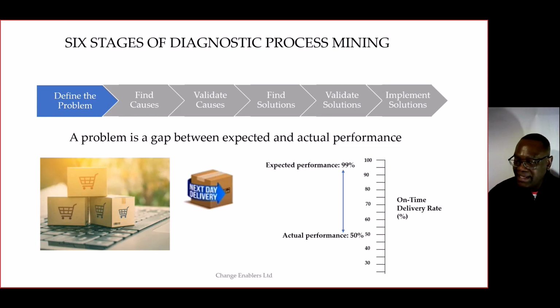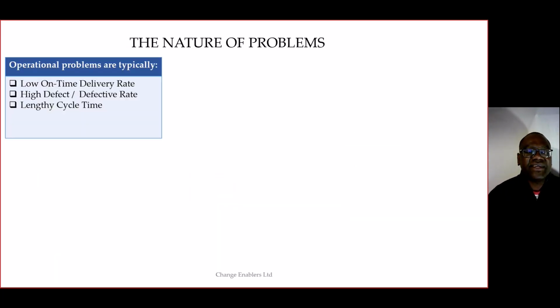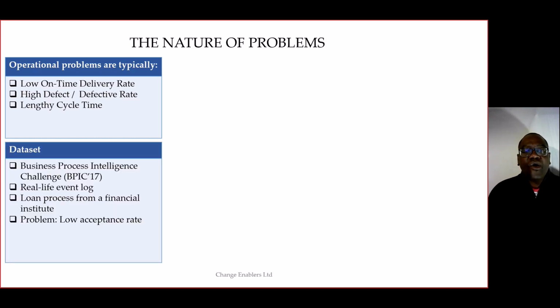Now, operational problems typically fall into one of three categories. Non-timely delivery, as we just discussed, defects, that is the process output failing to meet specification, or longer than expected processing times. However, there are other categories of problems, and throughout this series, we'll be illustrating the causal analysis and inference techniques using a real-life event log from the Business Process Intelligence Challenge from 2017. This is the event log for a loan application process for a Dutch financial service company.